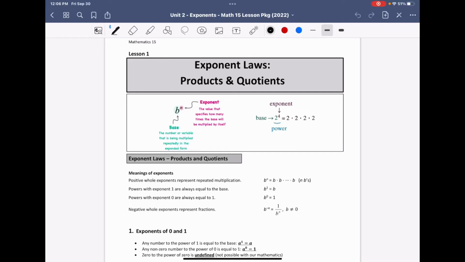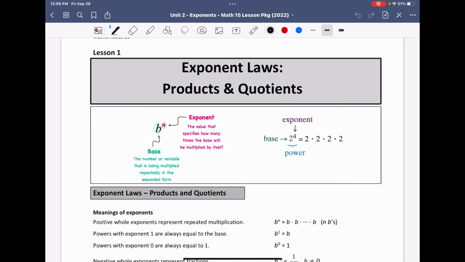All right, so now we move into our second unit for Math 15, and we start with lesson 1 being the exponent laws of products and quotients. So right off the bat, what we want to do is establish, when we talk about exponents, what are the elements that make up exponents here?